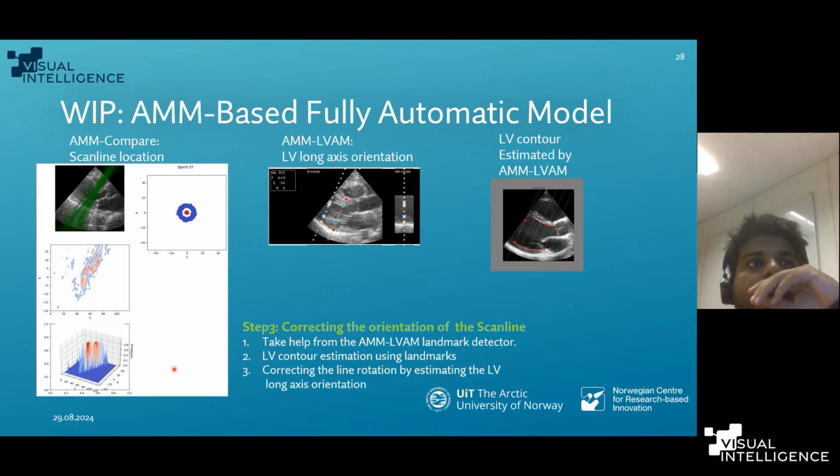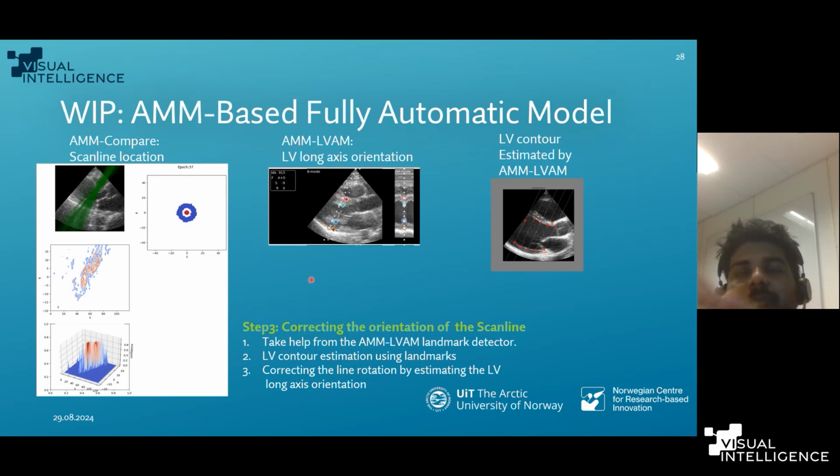Another idea: since the previous AMM model is semi-automatic, it needs the position of the line, and this model gives the position of the line. So why not combine the two models? If I get the position of the line and perturb near this region, I get the contour of the left ventricle.